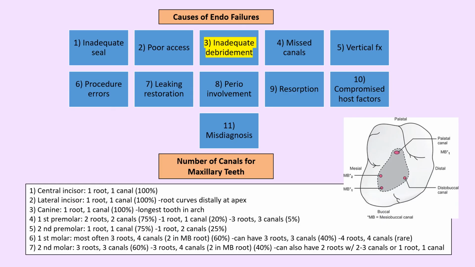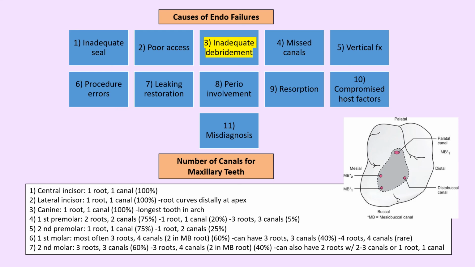Now, there are different causes of endo failure, as we know, but the most important cause is inadequate debridement, when you're not cleaning the canal properly. That's the number one cause. Number two cause, definitely not sealing it properly, not doing proper obturation. However, missing the canals, like accessory canals, or missing the MB1 canal of the maxillary first molar, vertical fracture, perio involvement, procedural errors, resorption, and also compromised host factors are the important, or you should say common, causes of endo failure.